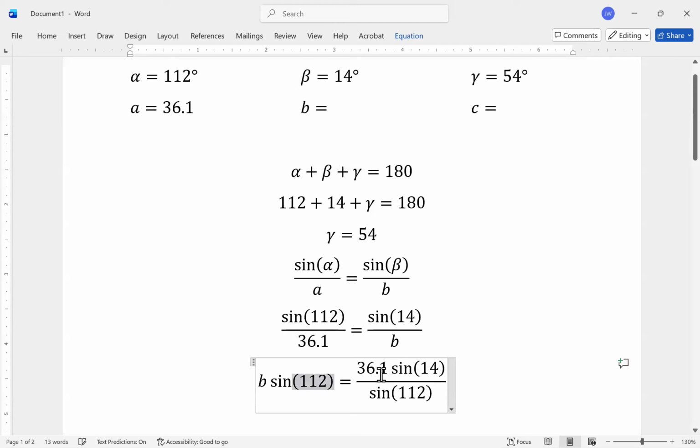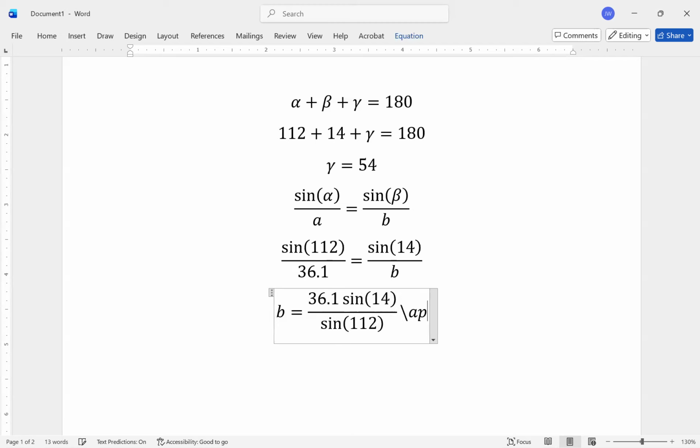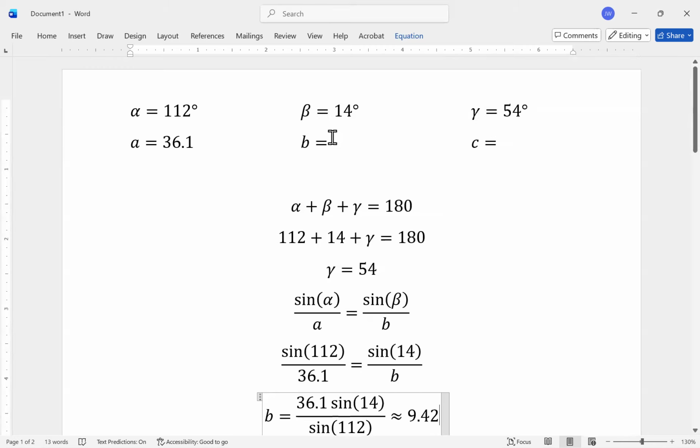So I'm going to do that all in one step. And it gives you a B value of this. Now, this is going to be the exact value of B. If I wanted an approximate value, I could just round that answer to 2 decimal places, and that gives me a B value of 9.42. So I'd go up here and say my B value is 9.42. And the last unknown to find is now C.